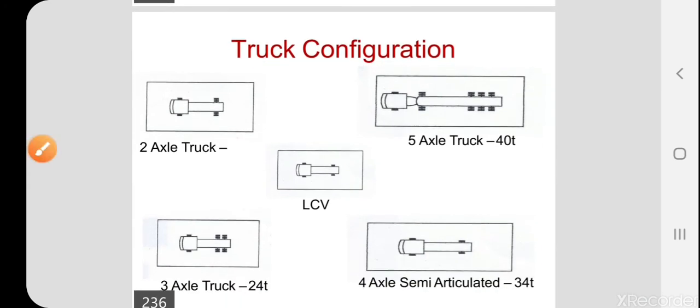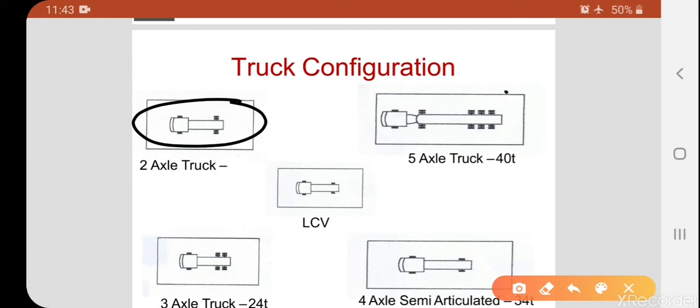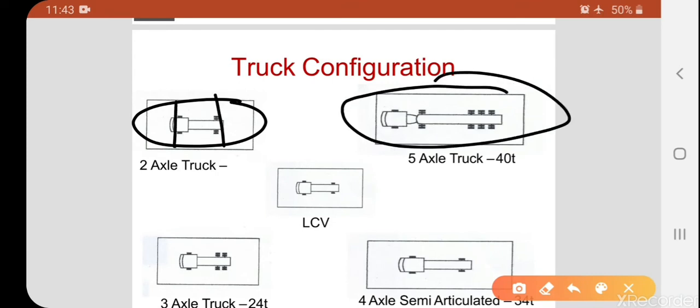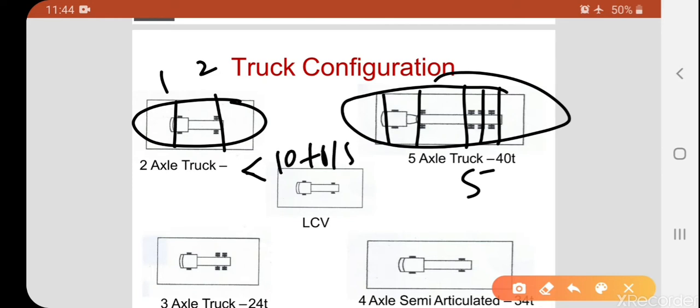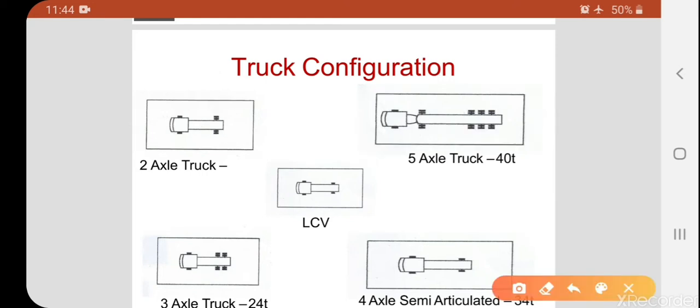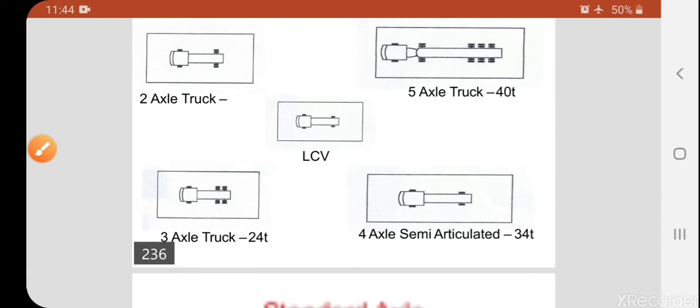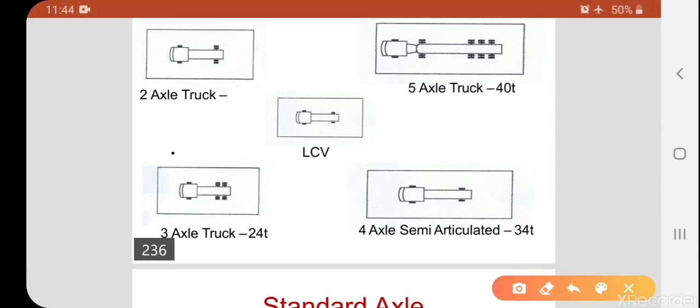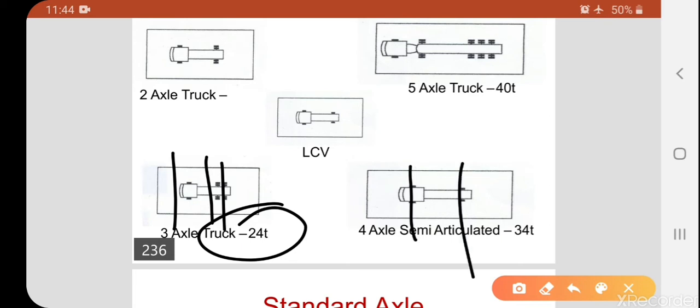here there are two axles. Here 5 axles, 1 2 1 2, here 1 2 3 4 5, totally 5 axles. Here the load distribution will be around 10 to 15 tons. Here the load will be 40 tons. For low seating capacity vehicle, 2 axle, and for 3 axle, 1 2 3, 24 tons. For 4 semi articulated, 34 tons.